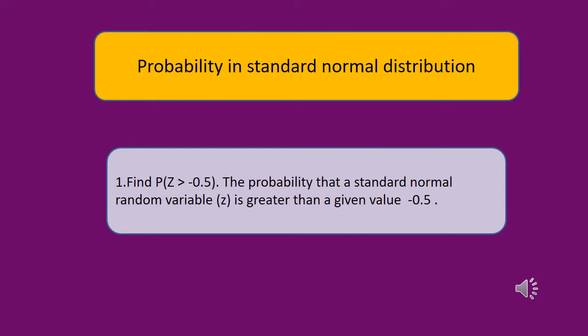Under that, the first one, find the probability of Z higher than minus 0.5. Find the probability of Z greater than minus 0.5. That is the probability that a standard normal random variable Z is greater than a given value, minus 0.5. What we need to do here, it is better if we can draw a graph for this situation. We will draw a graph for this situation.